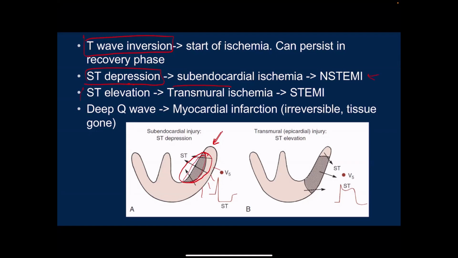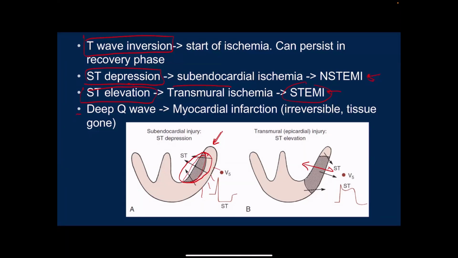Then it can progress into an ST elevation. What does ST elevation signify or mean? It means that the transmural or full thickness of the wall is ischemic now, which means there's full occlusion of the vessel, which means it's a STEMI. Okay, from the name, STEMI means ST elevation infarction, and NSTEMI non-ST elevation. So this one's because of partial occlusion or subendocardial ischemia. This one's because of transmural.